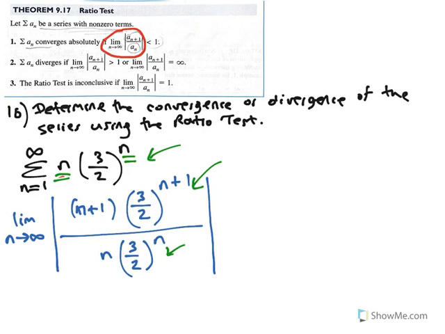So now I need to simplify. The first thing that I can do in my simplification process is to recognize that these quantities are going to be positive for all values of n from n is equal to 1 to infinity. And in fact, we're considering what happens as n goes to infinity. So both my numerator and denominator will be positive, and because of that, I can remove the absolute value signs.